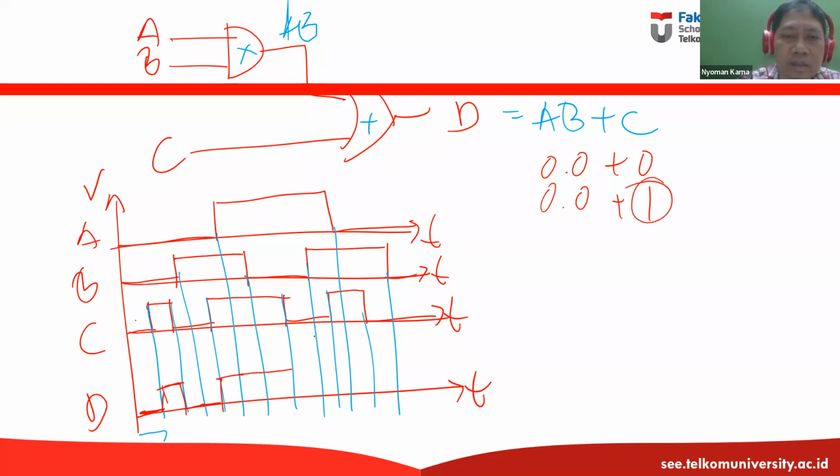So this part is 1, 0, 0. So the output will become 0. 1, 1, 0. 1 times 1 plus 0 is 1. And then 1, 1, 1, the output will become 1. 0, 1, 1, the output will become 1. 0, 1, 0, the output will become 0. So that will be the output signal of the circuit.